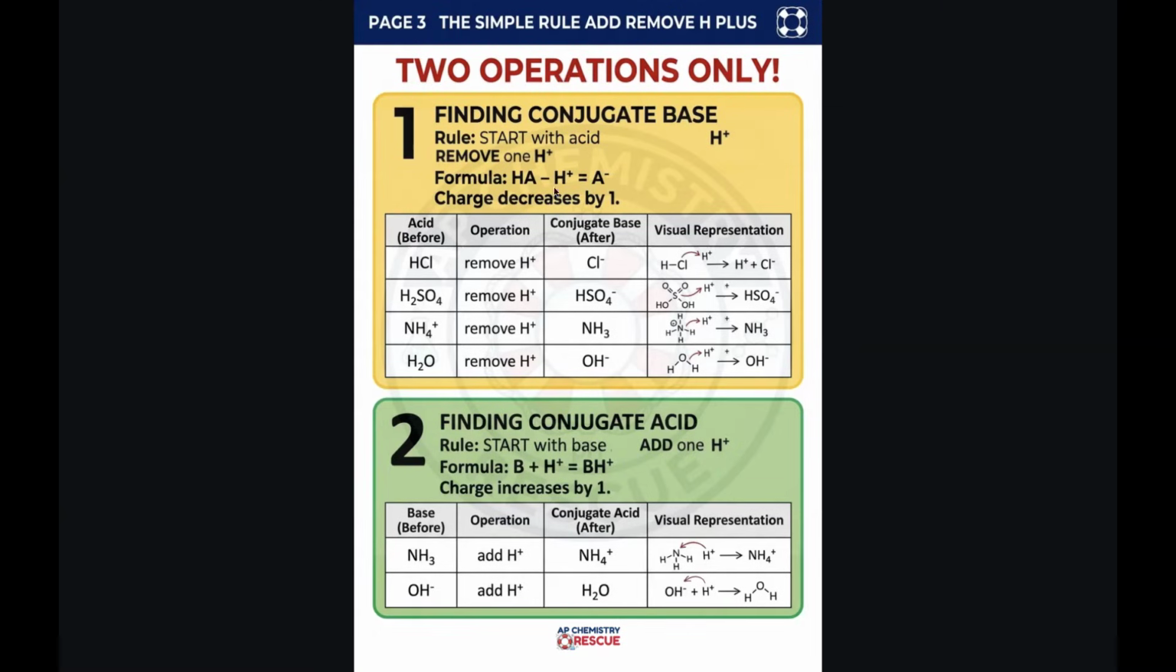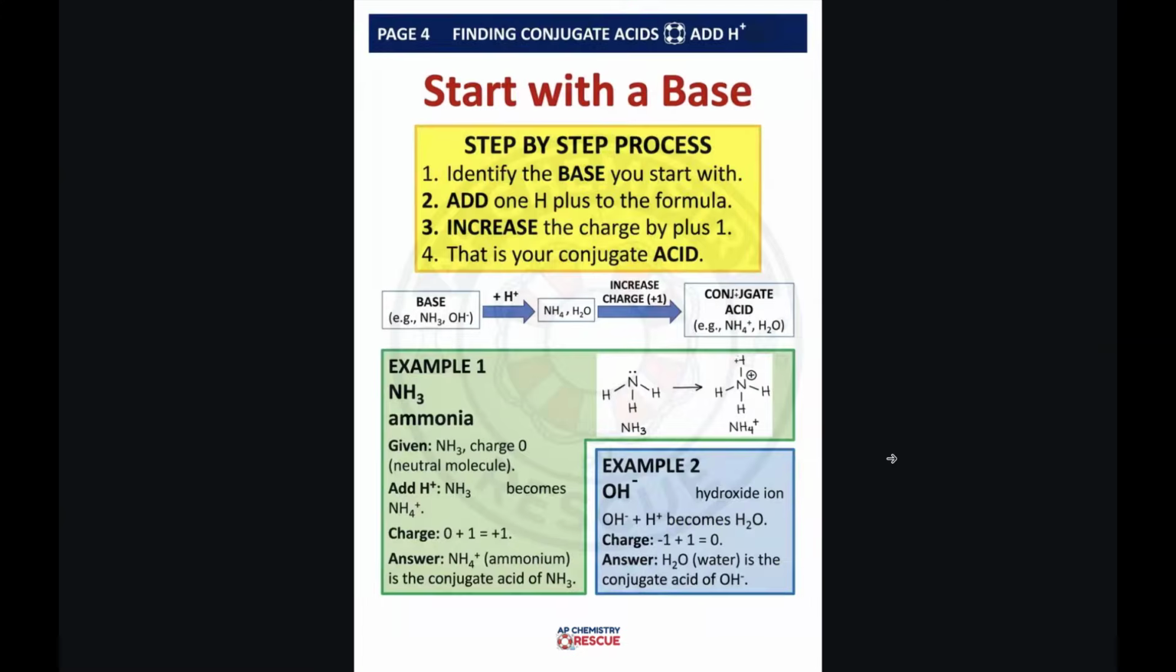Here we removed one H plus, here I will add one H plus. So if it's NH3, you add one more proton, it becomes NH4, and you increase the charge. So if the charge is 0, it becomes +1. If it is minus, like in hydroxide ion, OH minus, it becomes -1 plus 1, which is 0. So if it's 0, it becomes +1. If it is negative, it becomes neutral. We just add one proton.